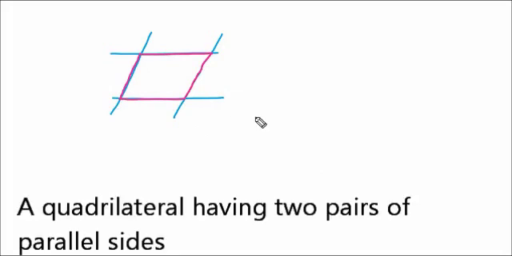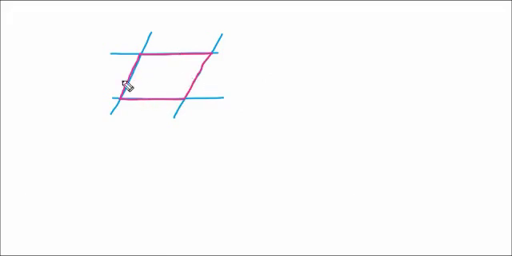So how do we define a parallelogram? A parallelogram is a quadrilateral. It has four sides, so it's a quadrilateral, which has its opposite sides parallel to each other. So the opposite sides are parallel to each other. Now this is the definition of a parallelogram. This definition leads to many of its properties. So let's talk about the properties of a parallelogram.